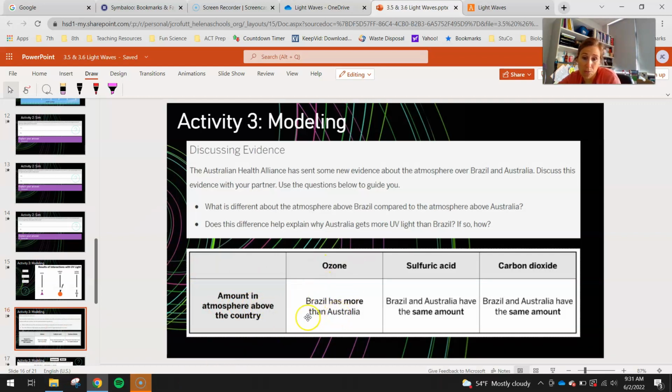So Brazil has more ozone than Australia. Sulfuric acid, Brazil and Australia actually have the same amount, and as we found out, carbon dioxide doesn't matter because the UV light goes straight through it anyway. Brazil and Australia have the same amount.